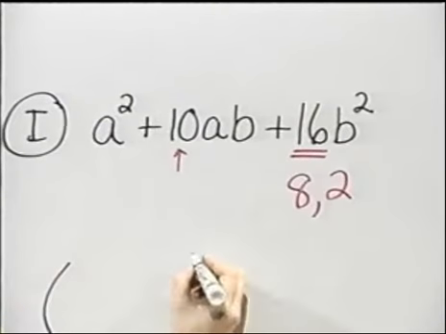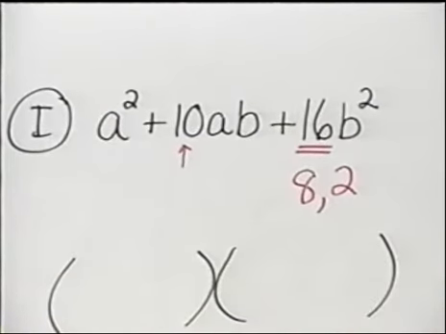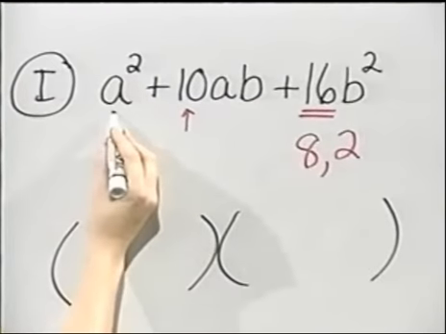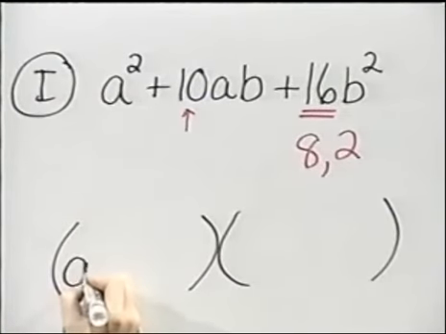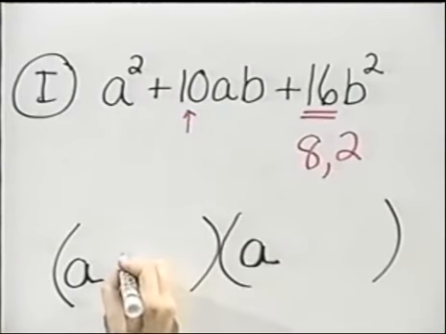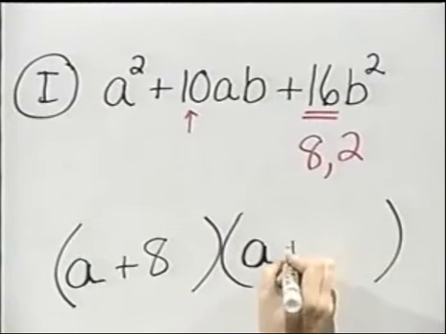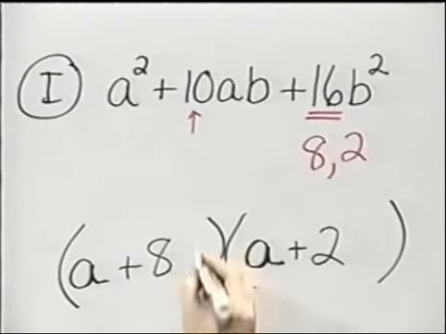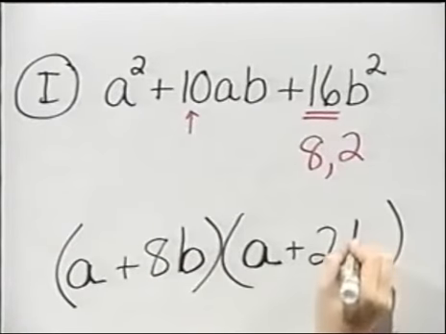We're going to start by putting our parentheses down first for the product. We know that our first term is an a squared, so this has to be an a, and this has to be an a. And normally now we just put the numbers in here. So I have a plus 8 and I have a plus 2. But you need to get a b squared involved. So you need to make this an 8b and this a 2b.